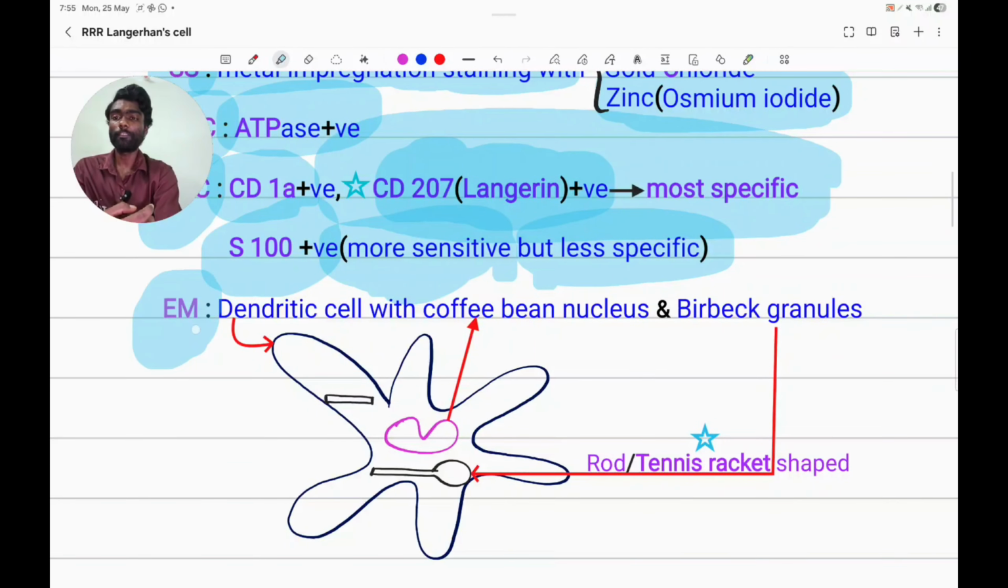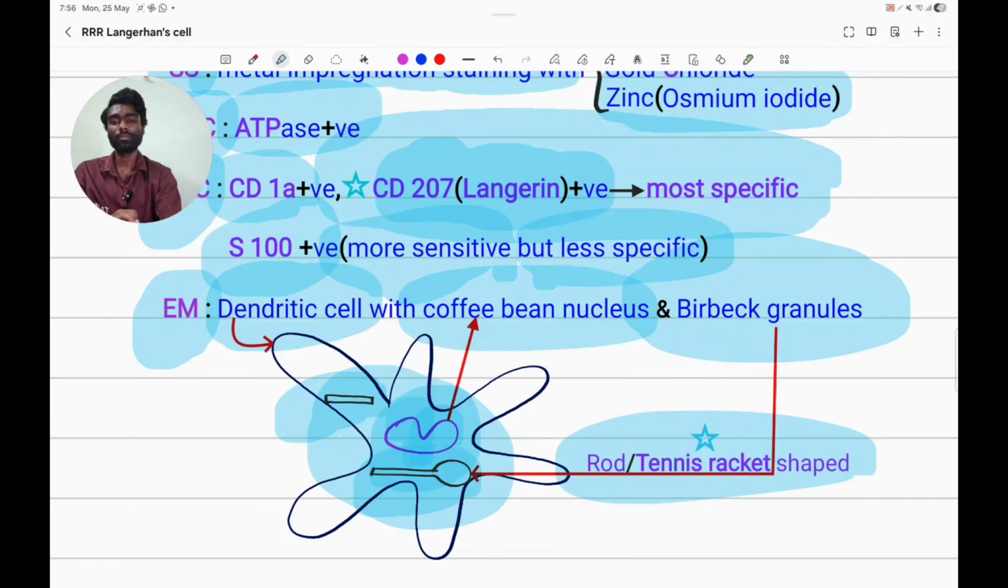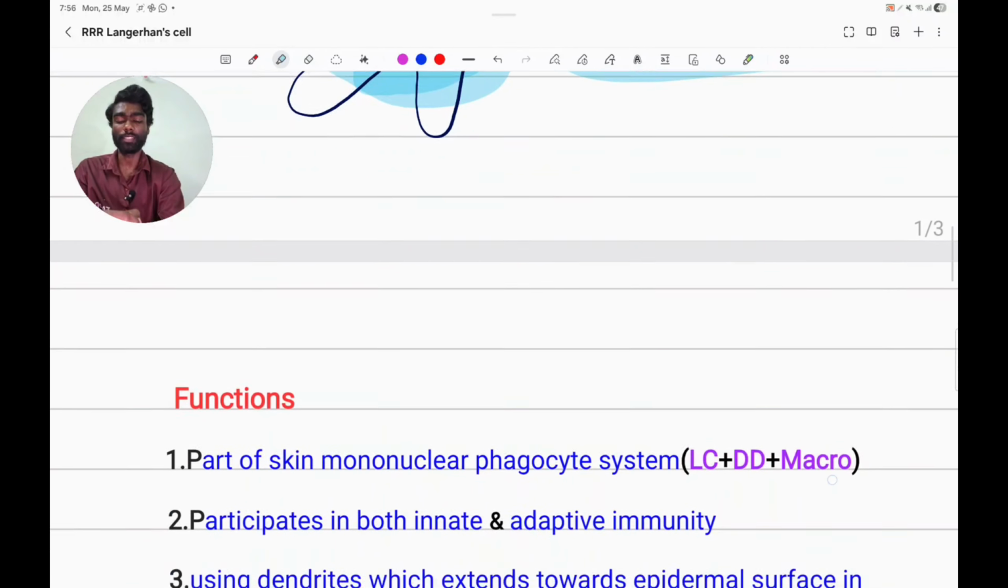Electron microscopic features. In electron microscopy, we can see all the internal organelles clearly. We can appreciate dendrites, coffee bean nucleus, which is an ingrown, infolded, indented nucleus, and Birbeck granules. They may be rod shaped or tennis racket shaped. Characteristic features, all those are.